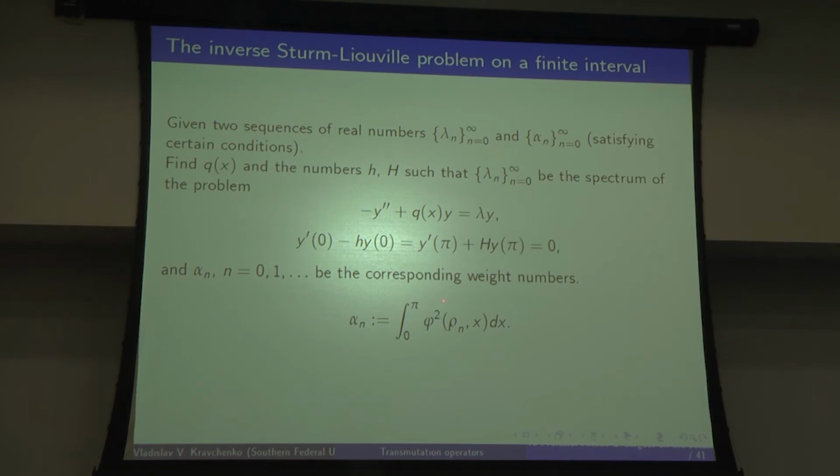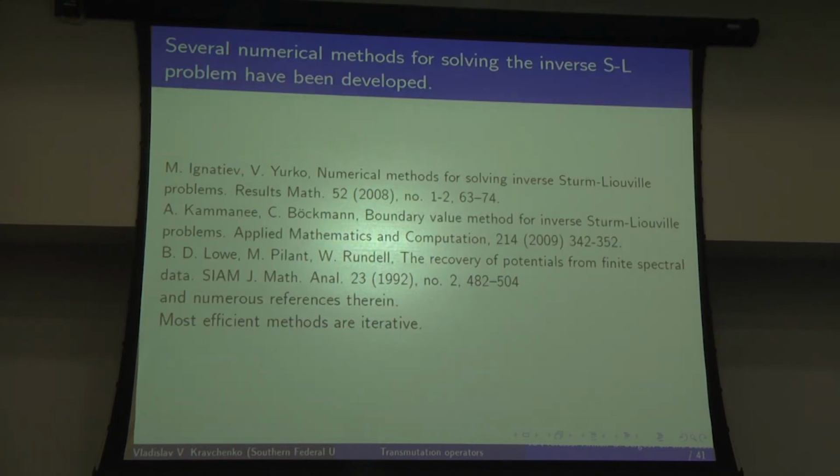Alpha n should be the corresponding weight numbers of the same problem. Yes, normalizing constants. Sometimes they are called weight numbers or normalizing constants in the literature. So this is the classical setting of the inverse Sturm-Liouville problems. So how do we use our representation?